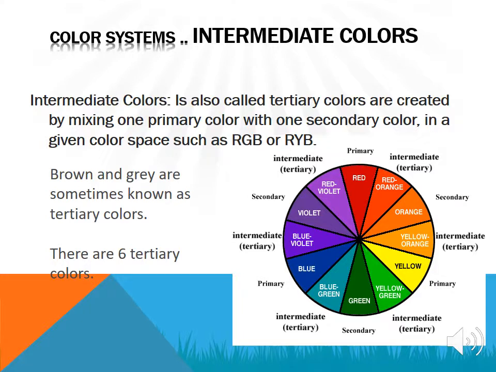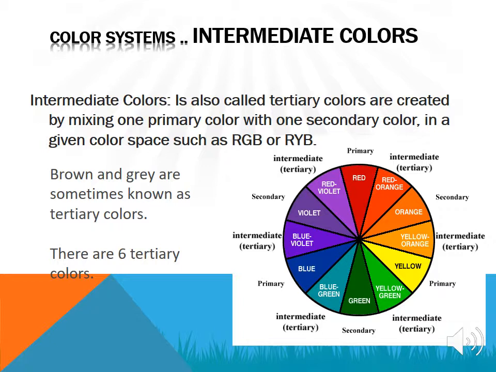Intermediate colors are made by mixing one primary color with one secondary color. For example, red-violet is a mix of violet and red. So red-violet is an intermediate color, or we call it tertiary color. Intermediate color and tertiary color are the same thing.